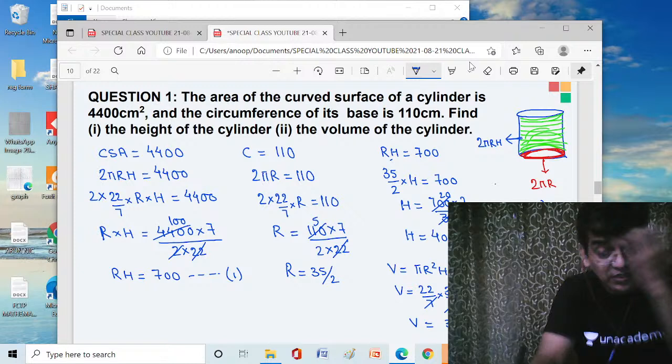Okay. Then what is given? Length is given. So the length of the cylinder, that means the height. If I keep the cylinder in the horizontal position, I can say it's the length of the cylinder. So length of the cylinder means the same as the height of the cylinder. So the height of the cylinder is 21 centimeter.